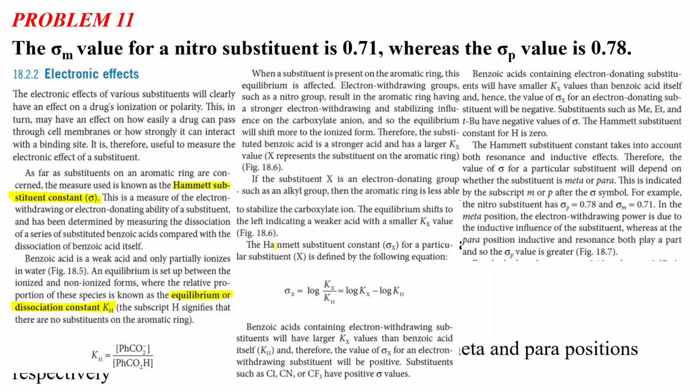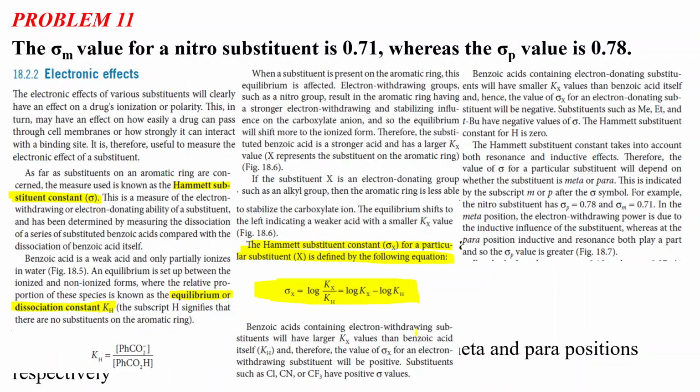Now the Hammett constant, or sigma X, of a particular substituent X is defined by the following equation. This equation is very important, that you have to remember. So sigma X is log KX by KH, or log KX minus log KH. This is the formula that you have to use to calculate sigma X.